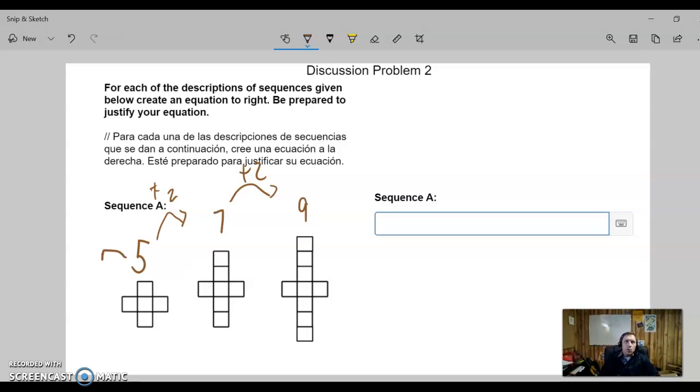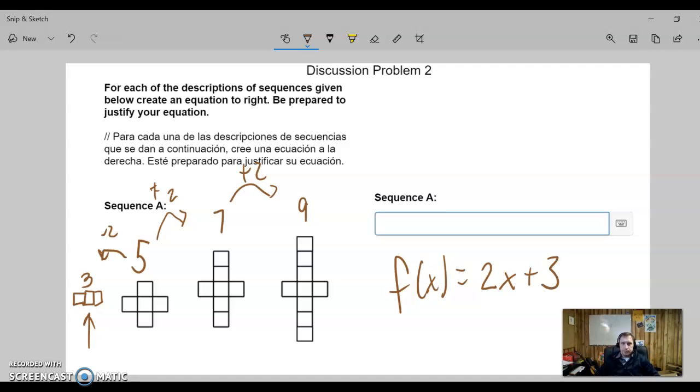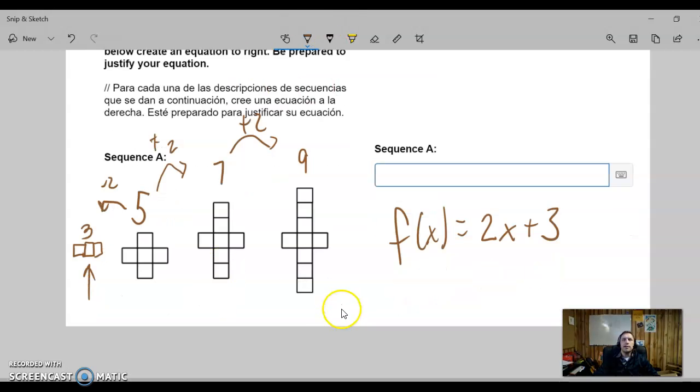So I can go backwards 2 to find my initial value of 3. That's our figure 0, if you remember going back to our tile patterns. So my initial value is 3, the y-intercept, and my growth or slope is 2. So f of x is going to equal 2 times our input plus our initial value of 3. Make sure you have that written down, and let's move on to the next one.